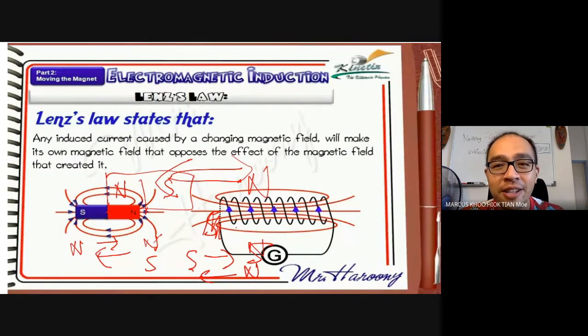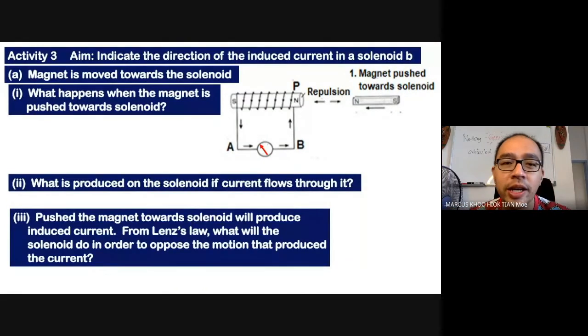Sorry, I like to call the solenoid like a teenager. Like, just cannot make up his own mind. He don't know what he wants, but he don't want you to do what you want to do. Wow, and all the teenagers are like that. Trigger. No, not to be triggered, lah. It's Lenz's law. There is even a law for rebellious teenagers. Bayangkan.